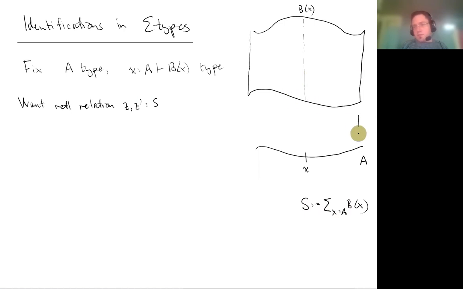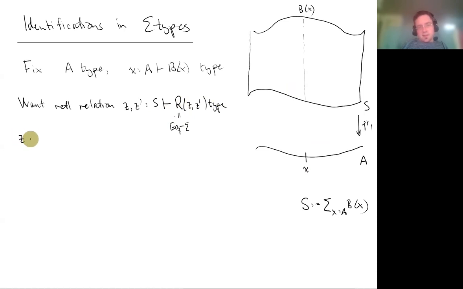And remember, we can think of this picture as the first projection from S to A. So we want a relation that relates two different points in the sigma type, Z and Z prime. So we want a type R of Z, Z prime. Actually, we're going to call this type equalities in the sigma type. So this should be a more useful description of when two elements of the sigma type are related.